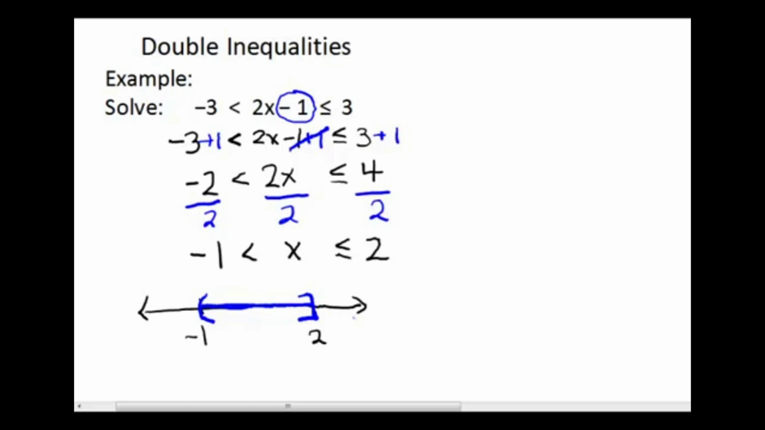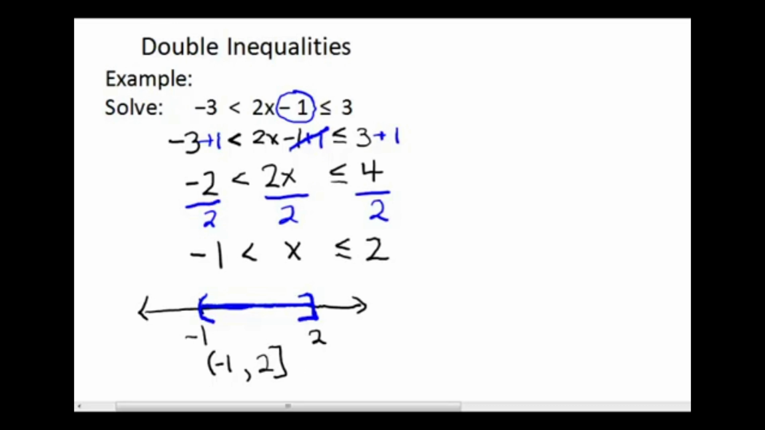Now we have the graph. We can do the interval notation. Our starting point or leftmost point is -1. We use a parentheses just like our graph. Our stopping point or rightmost point of the graph is a 2, and it will get a bracket just like our graph.